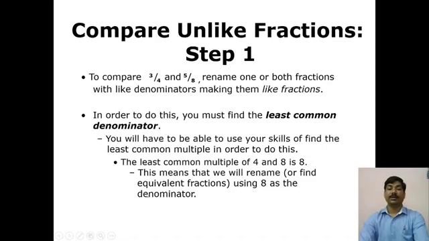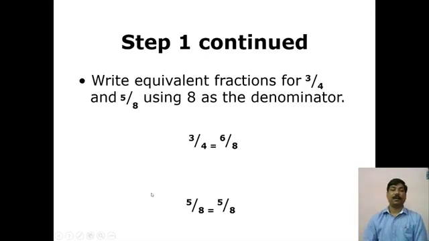Using 8 as the denominator, we have to write the equivalent fractions for 3/4 and 5/8. So we have to make the denominator 8. We write the equivalent of 3/4 with the denominator 8. So how does 4 convert to 8? Multiply. It means 4 multiplied by 2. So we are getting 8.